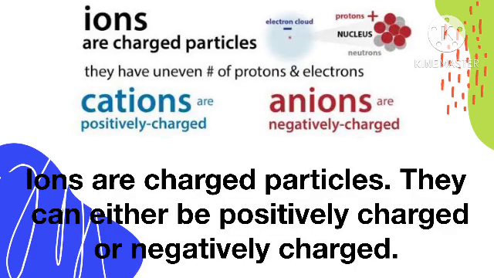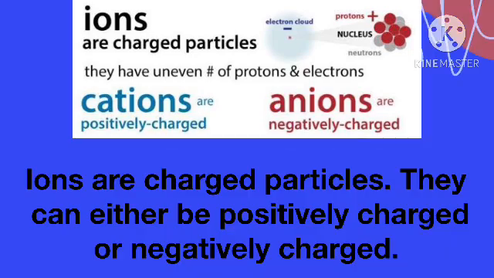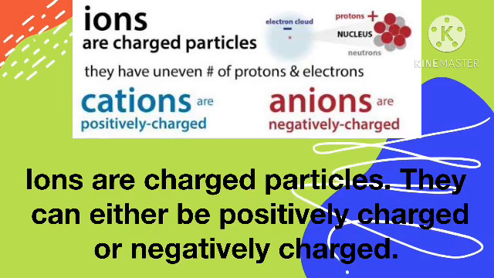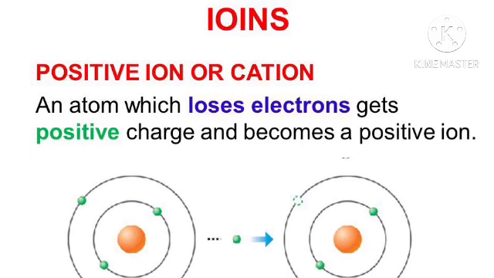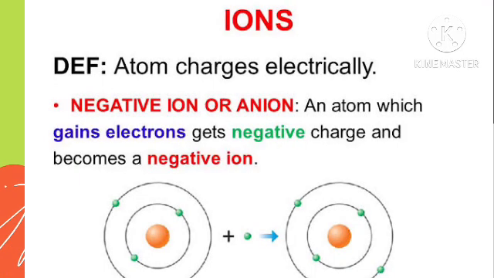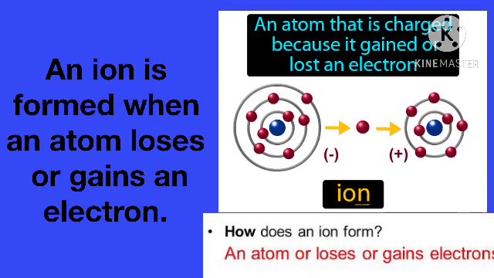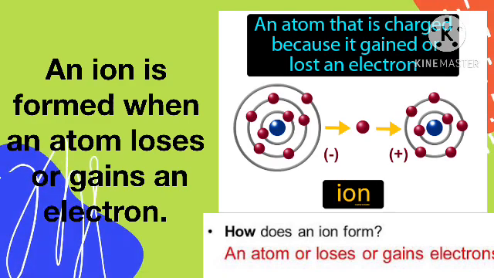Ions are charged particles. They can either be positively charged or negatively charged. An atom that loses one or more electrons becomes positively charged. But an atom that gains or acquires electrons becomes negatively charged. And so an ion is formed when an atom loses or gains electrons.